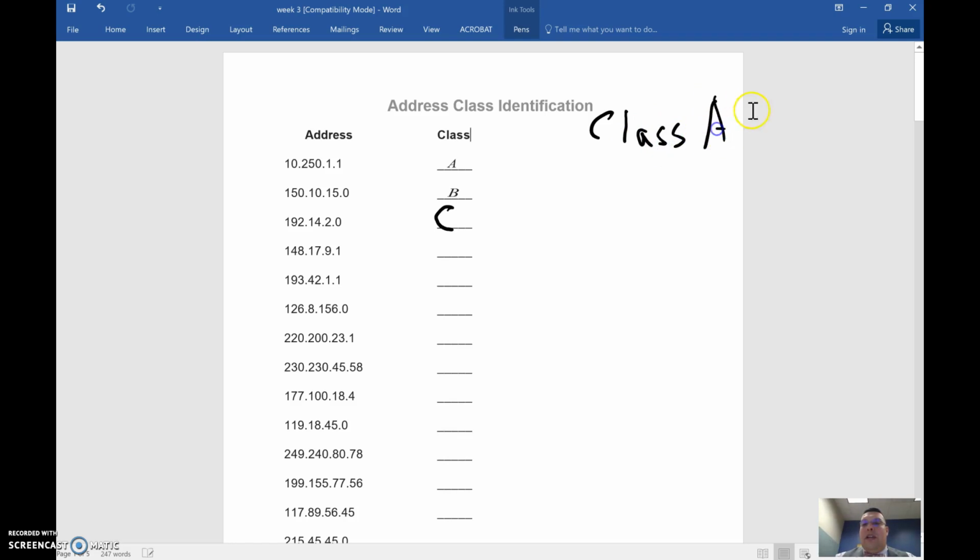For class A, it goes from 1 to 126. Remember, 127 is not used. Class B goes from 128 to 191.